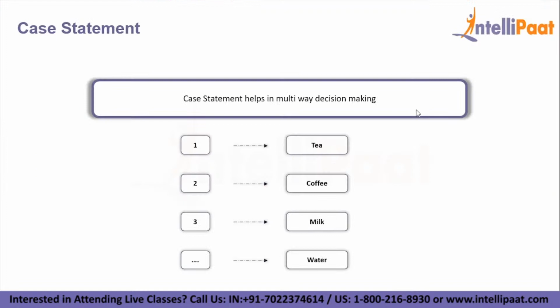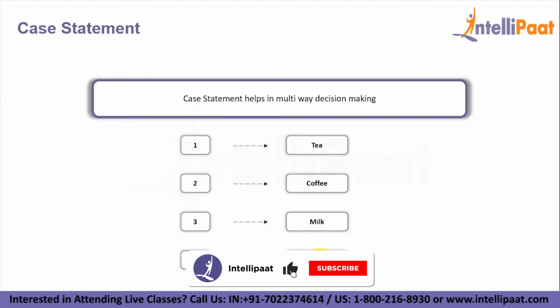So the SQL case statement helps us in multi-way decision making. So let's take this example to understand the case statement properly. Let's say there are 10 buttons starting from 1 to 10. So if the person selects 1, then he wants tea. If he selects 2, then he wants to order coffee. Similarly, if he selects 3, then he wants milk. And for any other case, the person will order water. So this is basically how the case statement works.